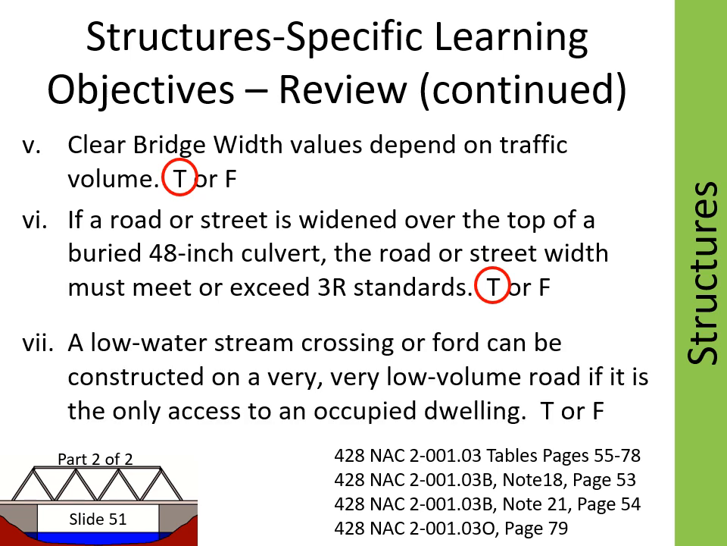Question 7. A low water stream crossing or ford can be constructed on a very, very low volume road if it is the only access to an occupied dwelling. True or false? The answer is false. See table O on page 79 and also note 21 on page 54. It cannot be the only access to an occupied dwelling.